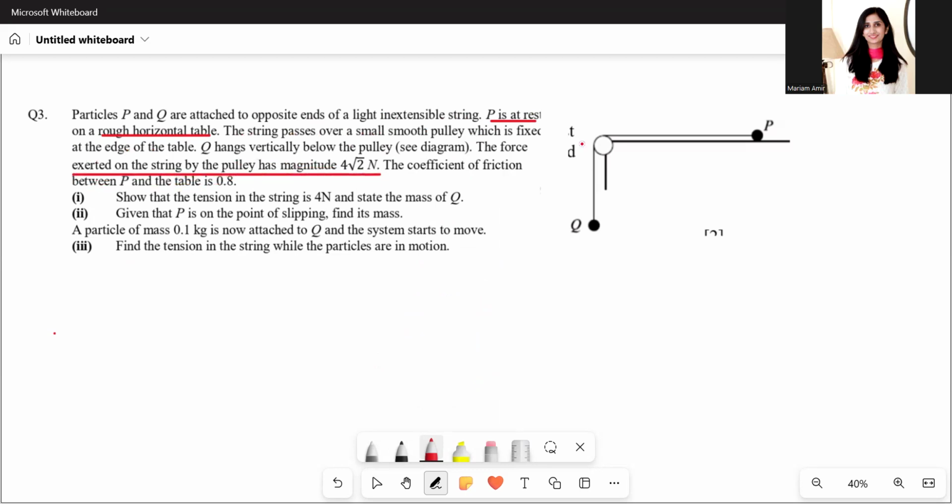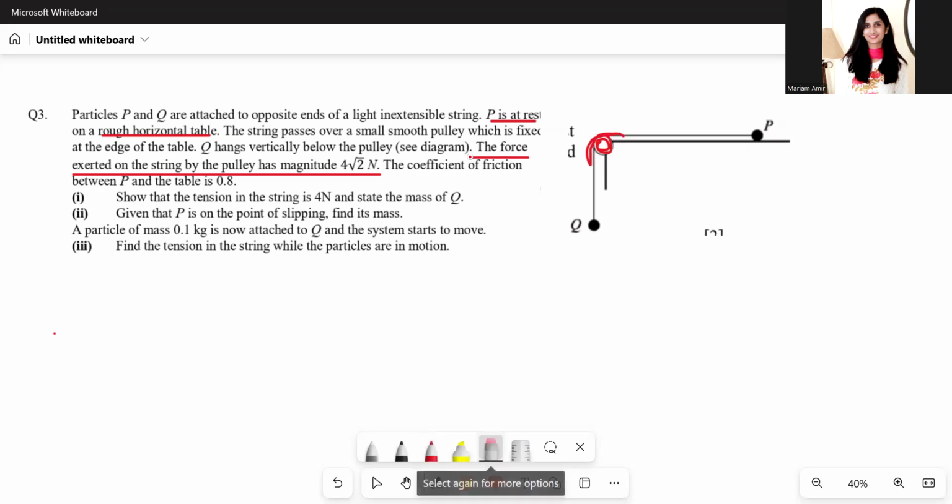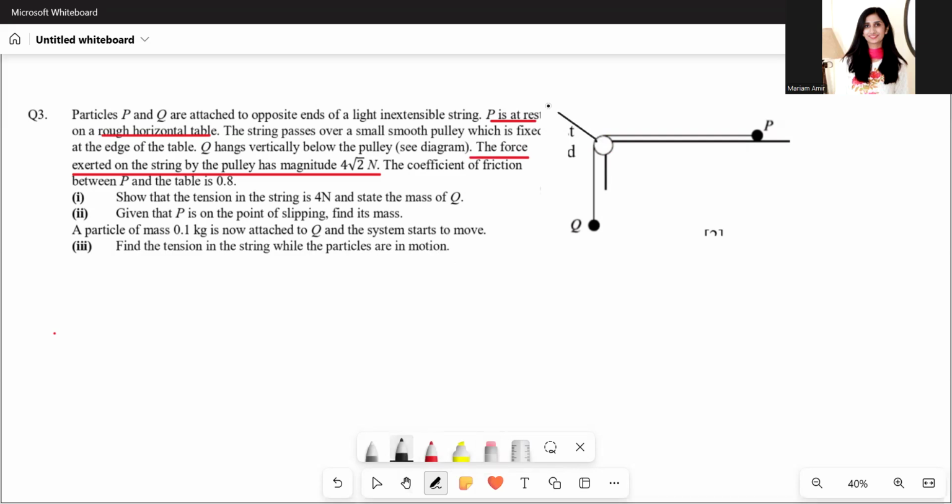Okay, now what is this? The force exerted on the string by the pulley. It's some force exerted on the string. Here's the string on the pulley, and this force is exerted on the string by the pulley, so it should be somewhere in this direction. Let's say here's the contact between the pulley and the string, and here's going to be that force, 4 under root 2.